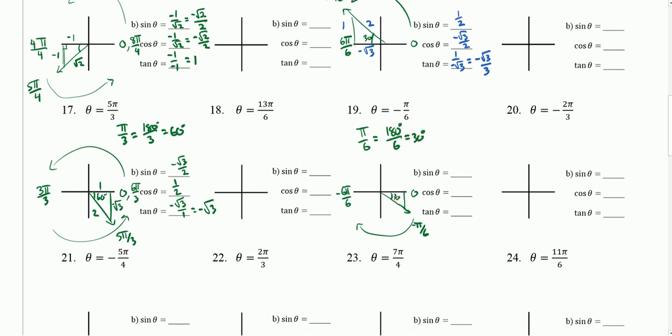So we got a 30, 60, 90. Opposite side length, I'm going to make negative 1 respecting the fourth quadrant. This is root 3. This is 2. So the sine of 30 is opposite over hypotenuse. The cosine is adjacent over hypotenuse. And the tangent is opposite over adjacent. When we rationalize the denominator by multiplying top and bottom by root 3, we end up with negative root 3 over 3.